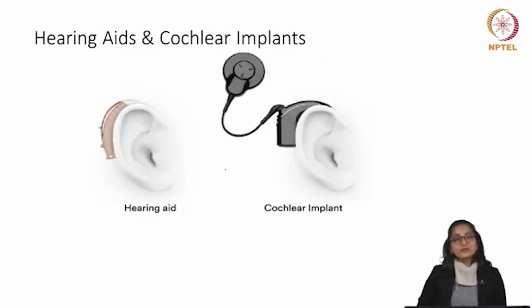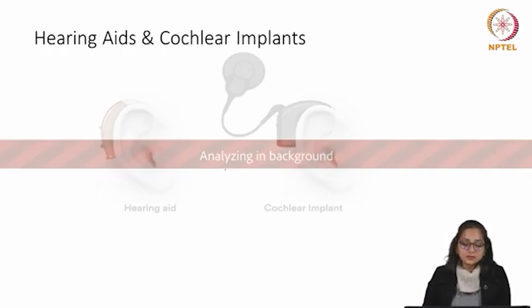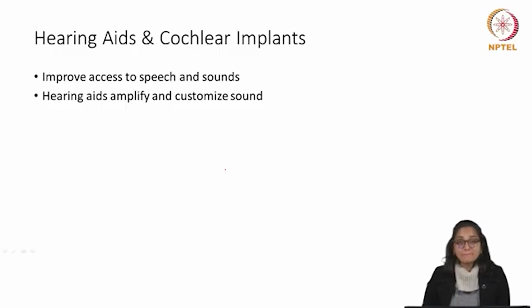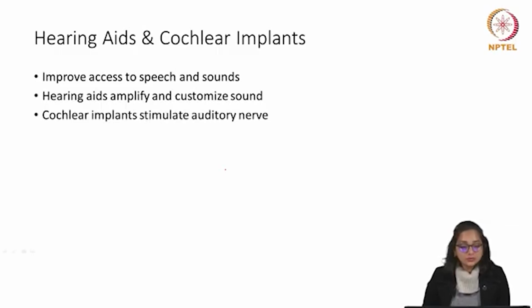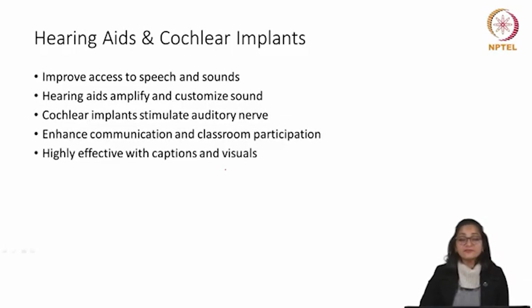Then, of course, we are all aware of hearing aids or cochlear implants. They are also some of the commonly known assistive technologies that help in improving access to speech and sounds. Hearing aids amplify and customize sound. Cochlear implants stimulate the auditory nerve, enhance communication and classroom participation, and are highly effective with captions and visuals.